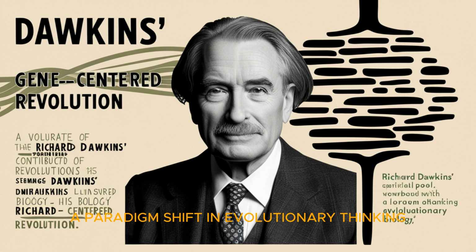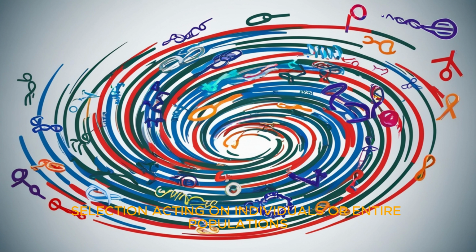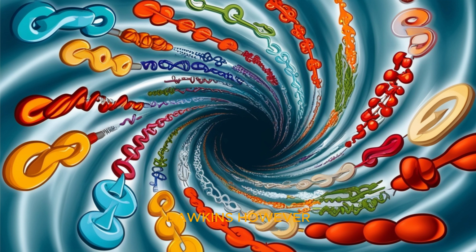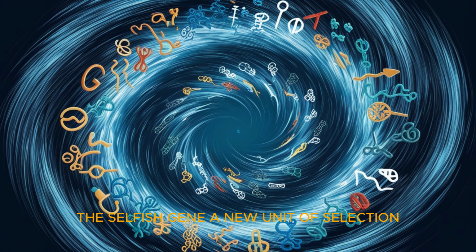A paradigm shift in evolutionary thinking. Prior to Dawkins's work, evolution was primarily viewed through the lens of natural selection acting on individuals or entire populations. Dawkins, however, proposed a radical new perspective: that evolution is driven by the selfish replication of genes, the fundamental units of heredity.